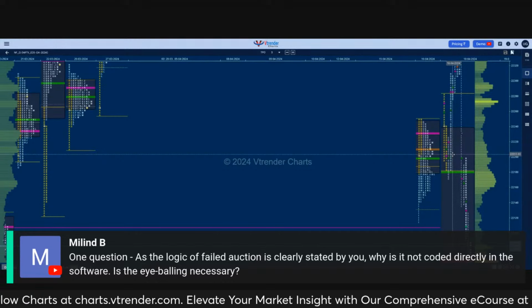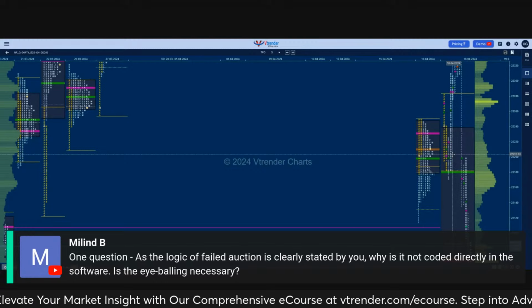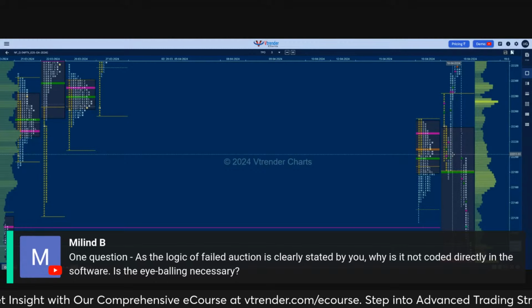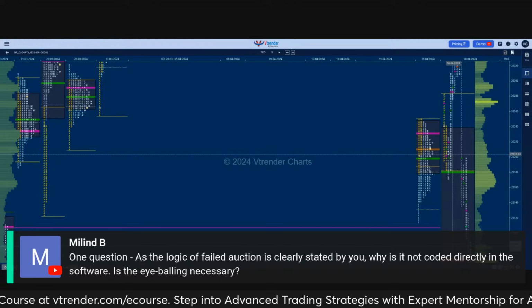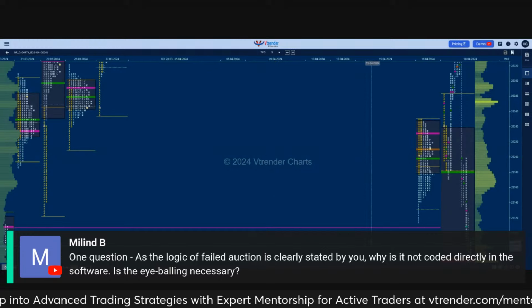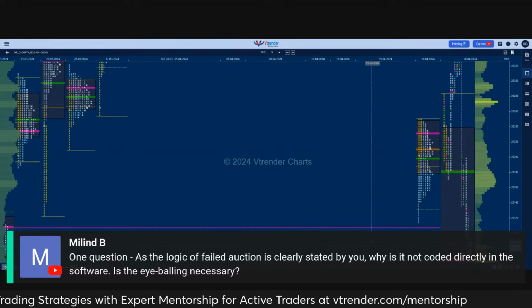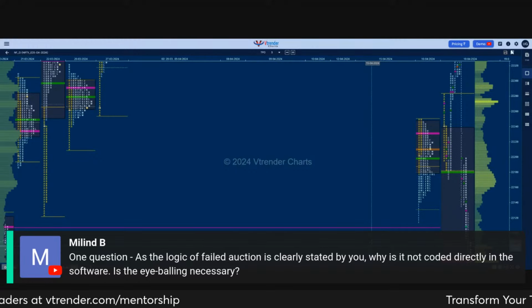Before I move forward, I will show you some examples, because failed auction happens in all liquid instruments, and they happen on all time frames, even on option charts. So I would want to show you examples of how a failed auction in Nifty futures continues to give us important references on the option charts.